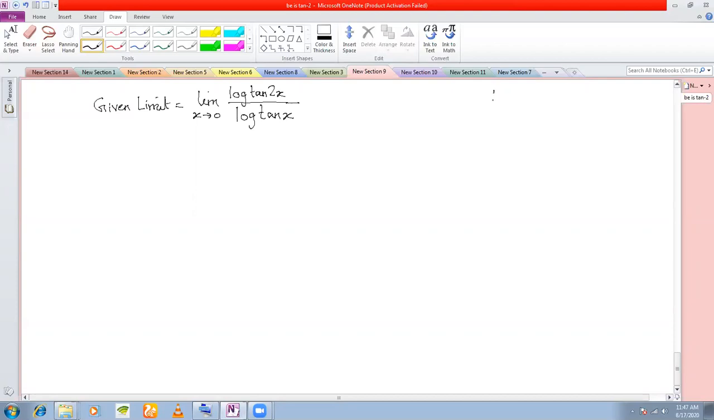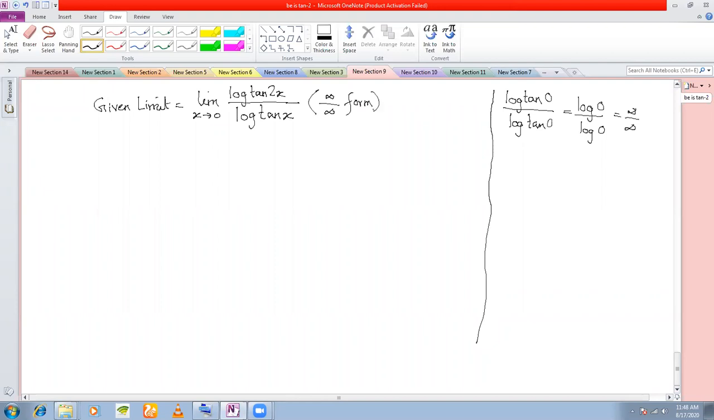We check what form this is. Log tan 0 by log tan 0, which is log 0 by log 0, which is infinity by infinity form. So this is infinity by infinity form. We'll apply L'Hospital's rule in the next step.